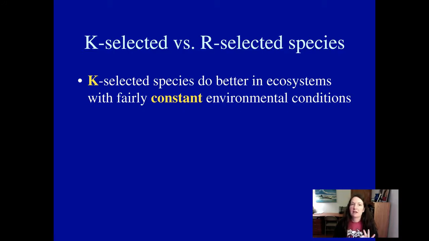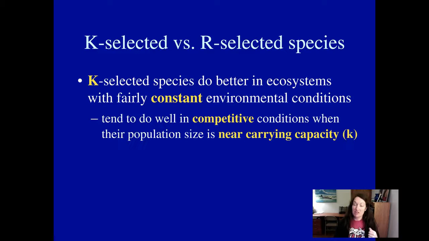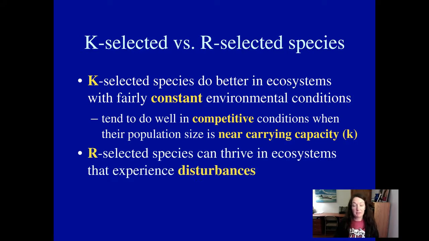So think of the dinosaurs, especially. Once their environmental conditions were disrupted by the asteroid hitting and knocking everything out, a lot of the larger species went extinct first. Now, they do, however, tend to do well in competitive conditions when their population is near carrying capacity. So this allows for better adaptability and survivability.